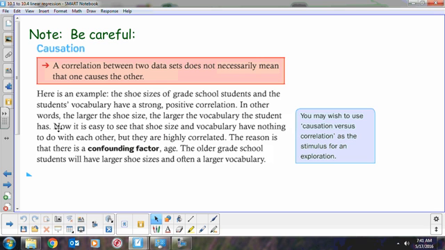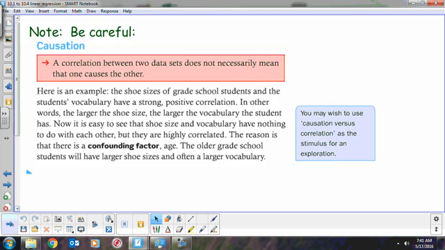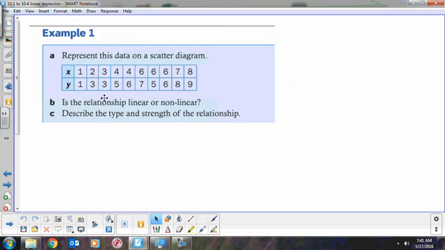Well, they're going through the grade level. So does it make sense that because they've gone from first grade to fourth grade that their vocabulary should increase? It doesn't mean their shoe size caused the increase. The confounding factor is age. So just be careful when you are working on your IA that you don't say one causes the other.